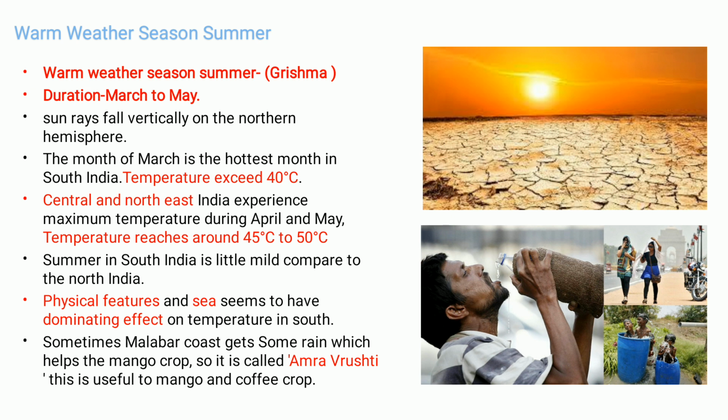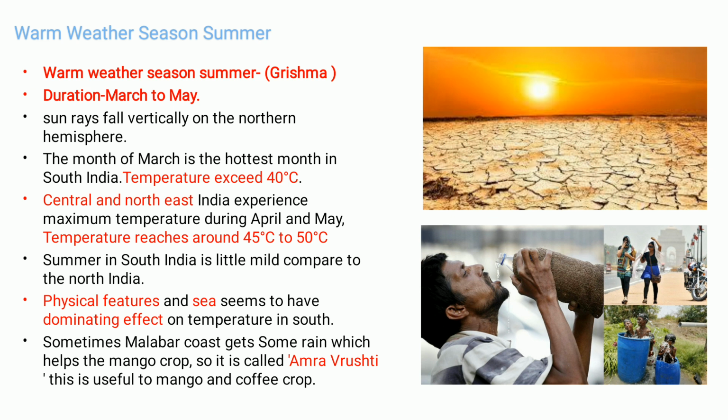The warm weather season, summer, Grishma Rutu. The duration of summer is March to May. Sun rays fall vertically on the earth during this period. So the sun rays fall vertically from south to north gradually and the landmass becomes warmer. Temperature increases continuously during the summer season as we experience.